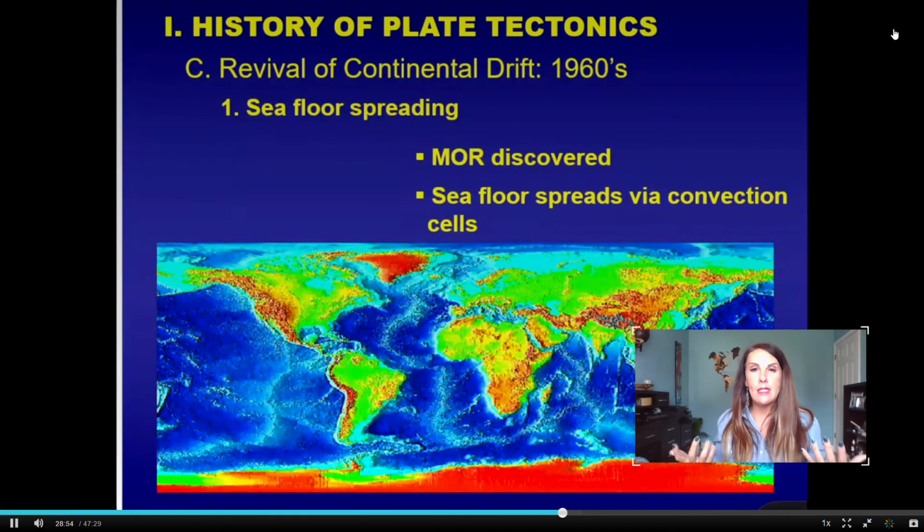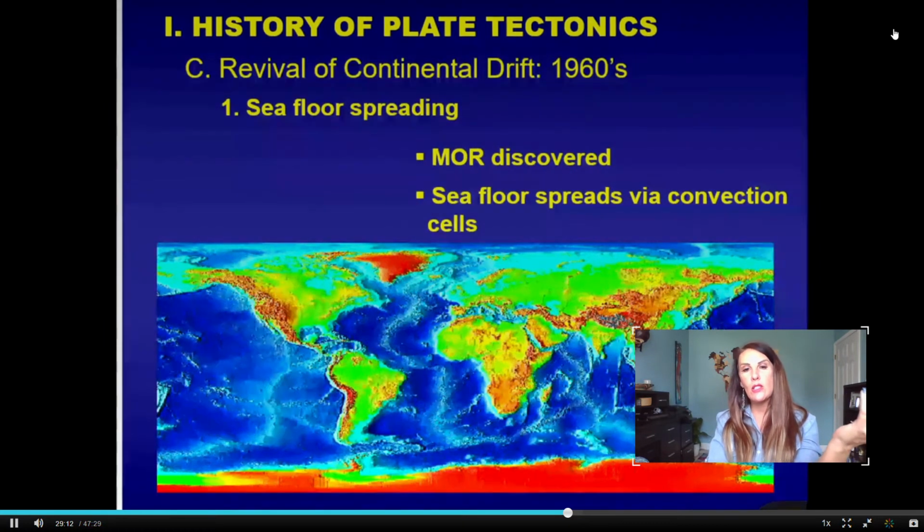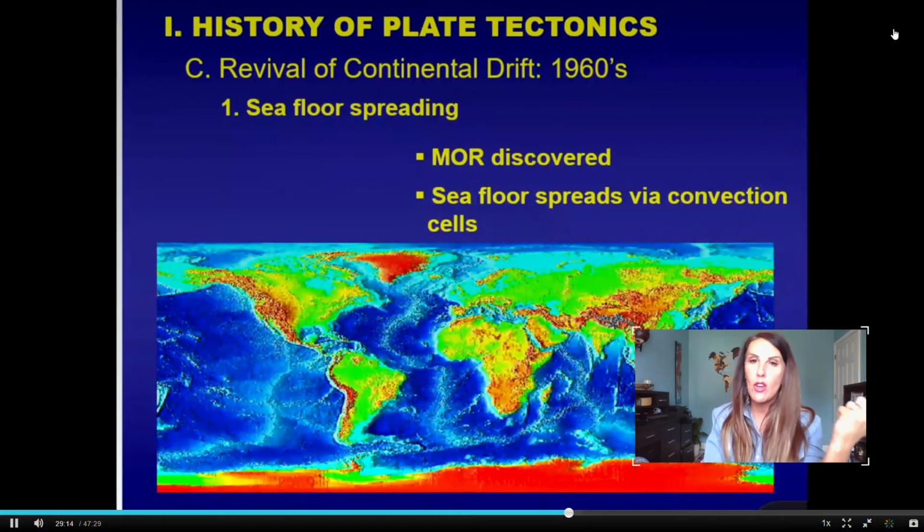So by the 1960s, time on the planet begins to settle down a little bit, and science can resume itself. One of the big players in answering the question and the revival of this idea of continental drift is going to be tied to a fellow by the name of Henry Hess.